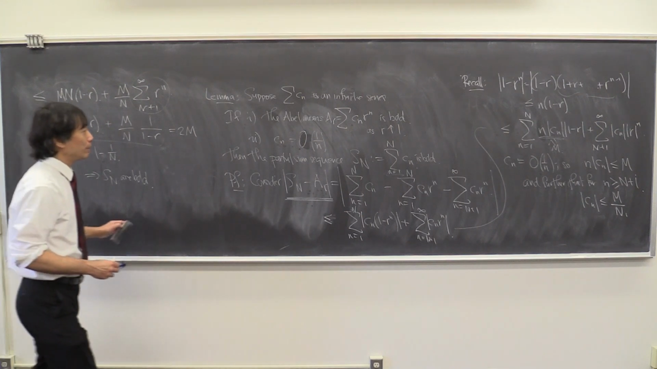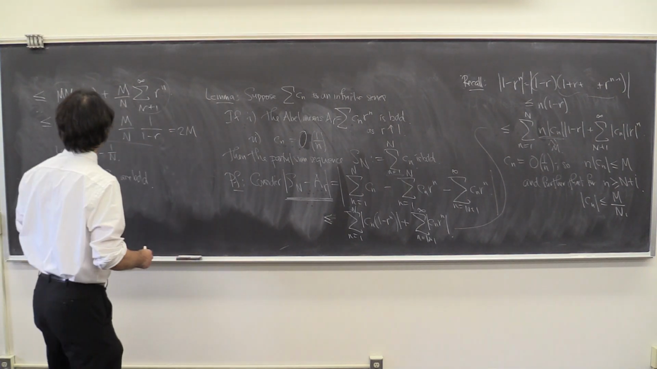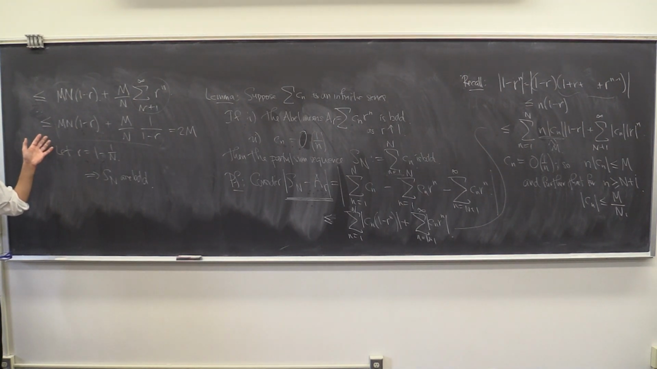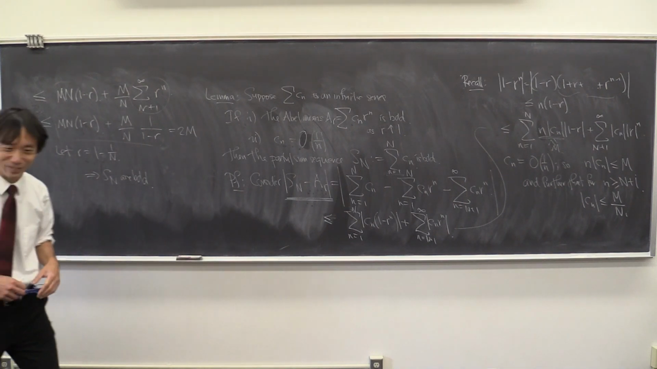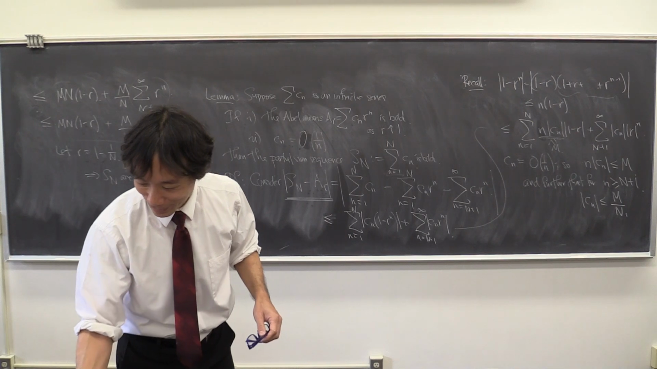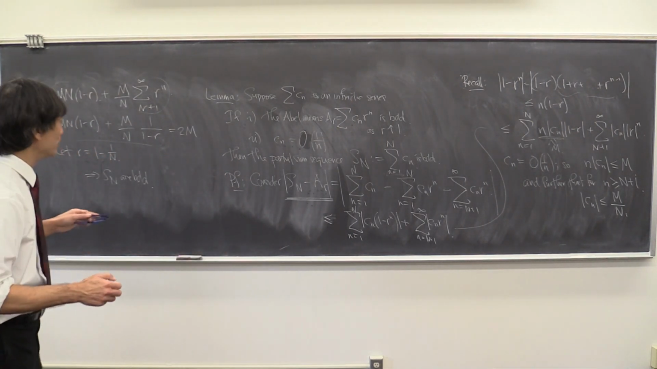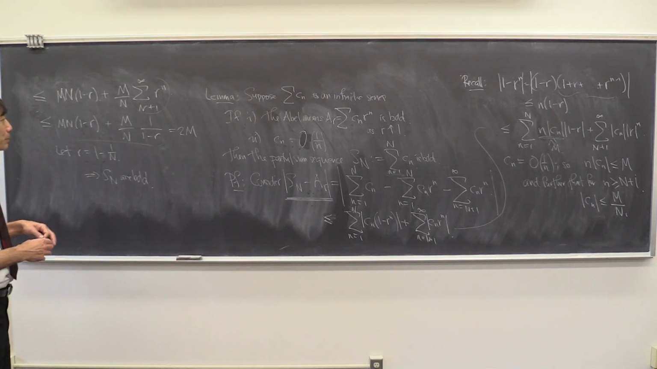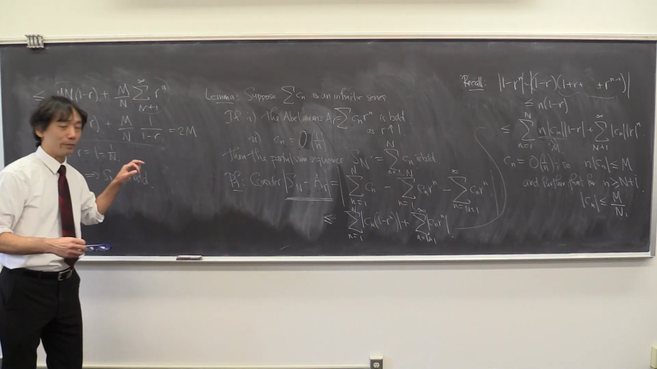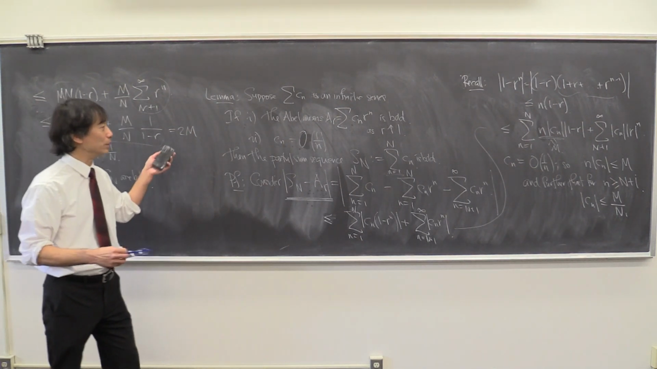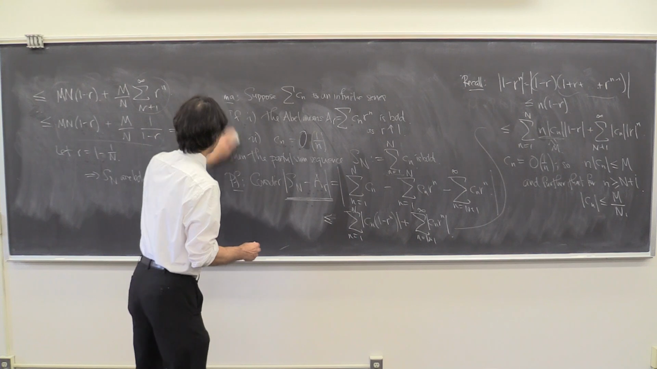Okay, so now we're going to use that to get the fact that we wanted. We remember we wanted that second fact, that the partial sums of the Fourier series for the sawtooth function are uniformly bounded in n.